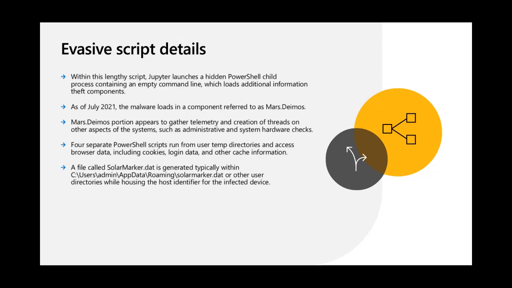Initially, a file called solarmarker.dat was also generated in the app data folder in order to house the host identifier and other information. As of recent versions, the solarmarker.dat file is less likely to be spotted. Instead, in the same location in your app data roaming folder, there will likely be a series of randomly generated characters with a dot in the middle that you'll see as the host identifier. But you won't see the solarmarker or the .dat necessarily in every new infection. The rest of the behavior will be the same though.